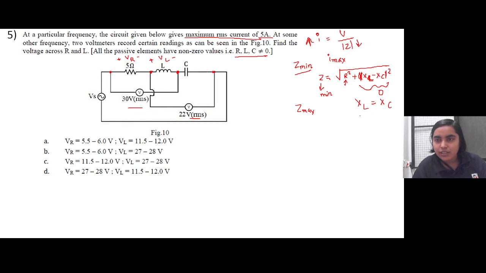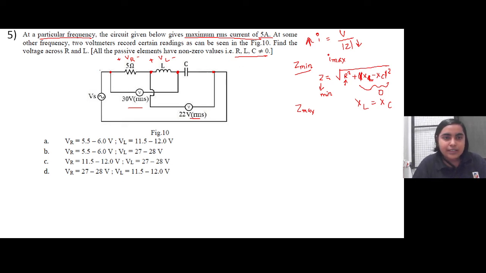So at this resonant condition, the frequency is known as the resonant frequency, and hence in the question it is given at a particular frequency, that is at a very specific frequency. When this condition satisfies, it is called the resonant frequency. So at this, the current that we observe is maximum, which is given as 5 ampere.